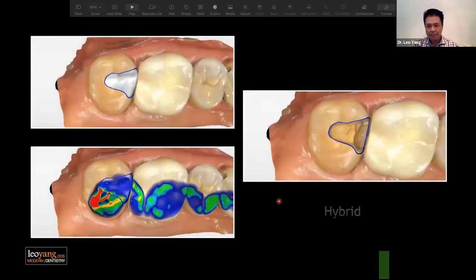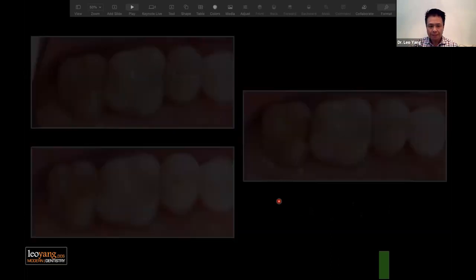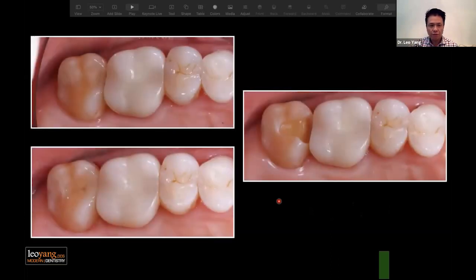As I go to the next case, again, this is a very typical composite prep. And this for me would be, again, a nice option to do my hybrids in this case. Very straightforward. Instead of doing composite, I just scan to have a custom milled piece done in hybrid. And this is what it looks like before, the prep, and then cementation.